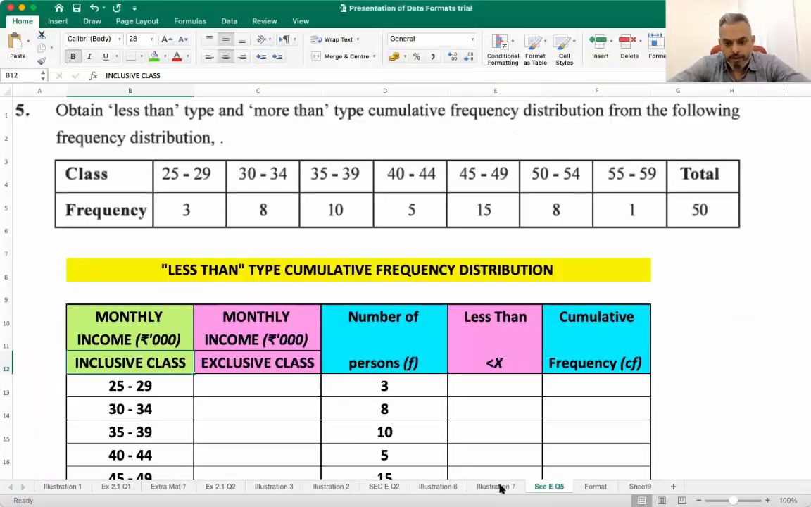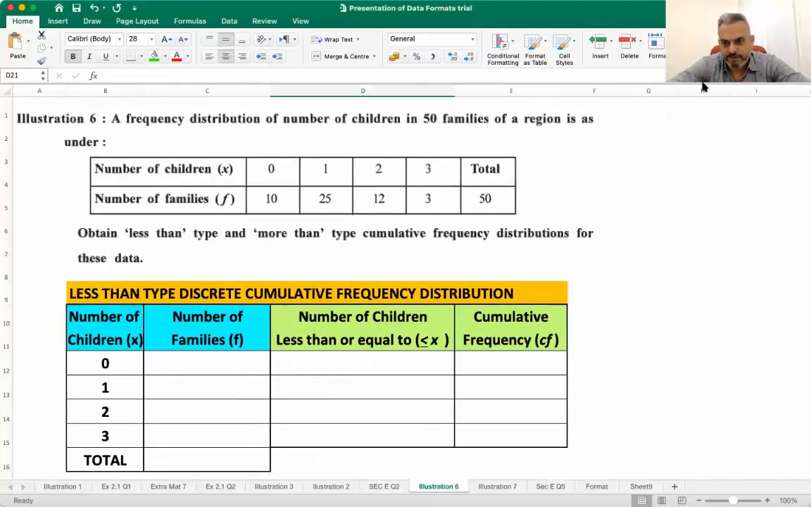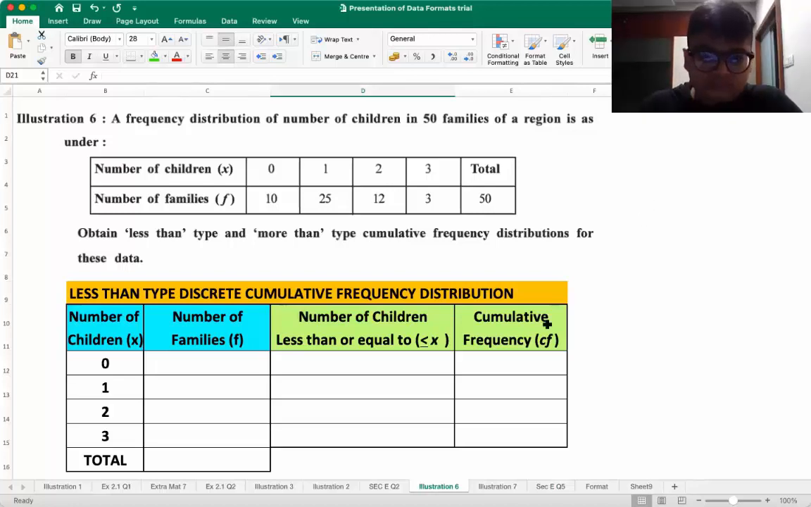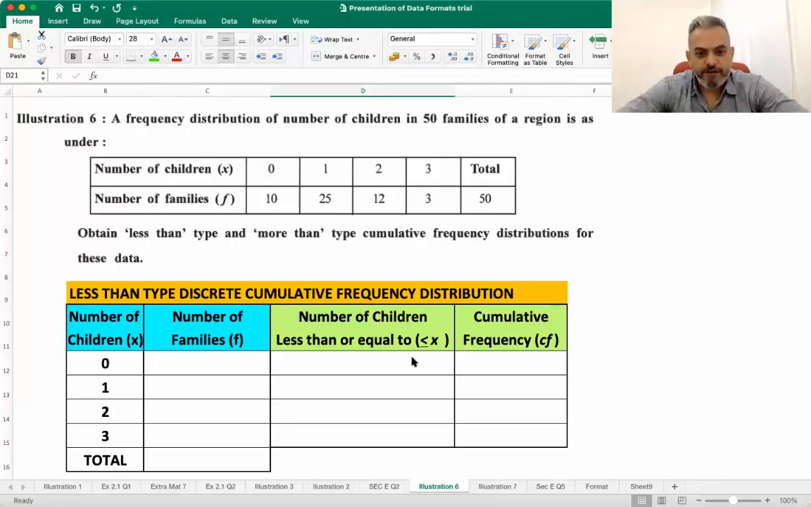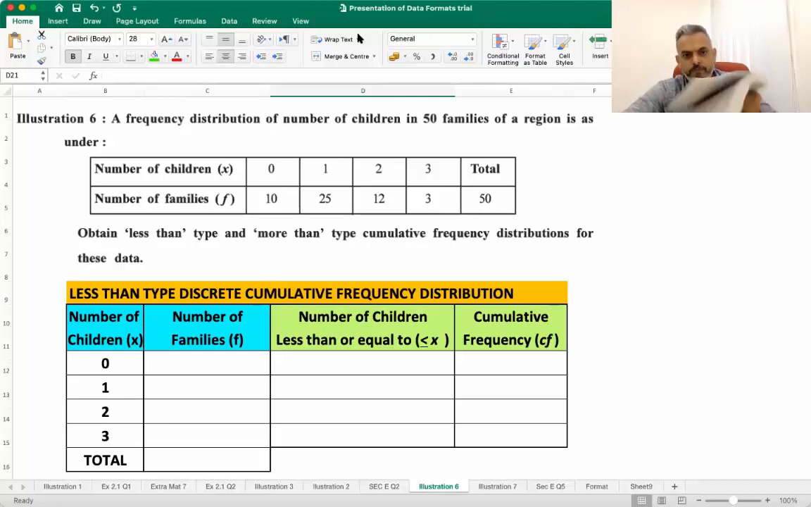Are you all able to view this? Illustration number 6. Okay. Now, all of you come to illustration number 6. Let's read the question first. Illustration 6 is given on page number 24. अगर तुम book बंद करोगे तो भी चलेगा. Otherwise, you can see the illustration now.